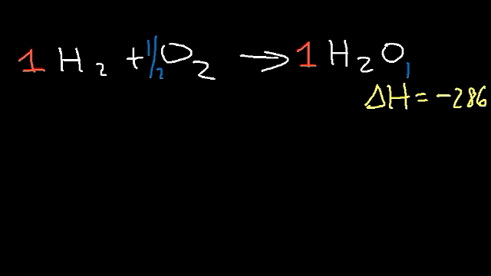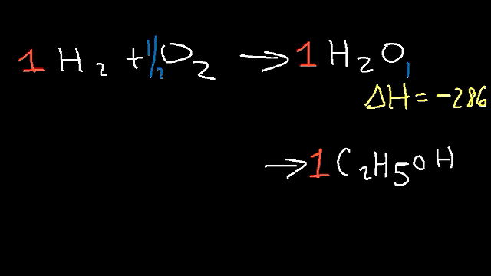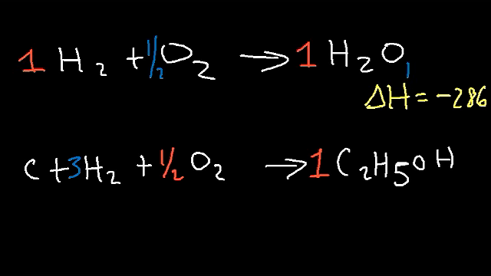Now how would you write the reaction for ethanol, C2H5OH? So we're going to have 1 ethanol on the right side. The elements that make up ethanol are carbon, hydrogen, and oxygen. So we have 6 hydrogen atoms on the right side. 6 divided by 2 is 3. And only 1 oxygen atom, so we need a 1/2. And the enthalpy change of this reaction is equal to the enthalpy of formation for ethanol, which is negative 278.